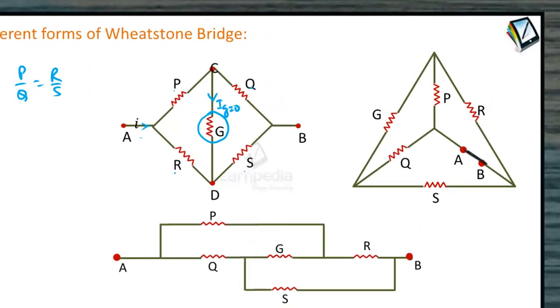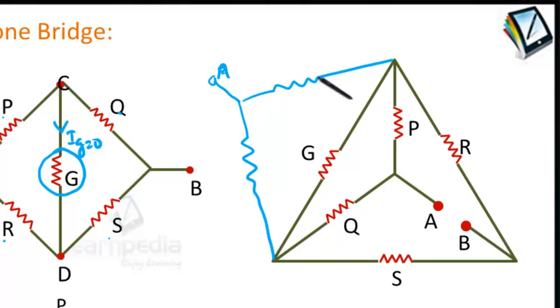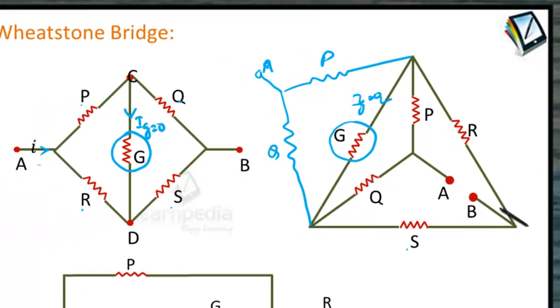Now if this network is seen, pull this arm A over here. When you pull this arm A over here, this resistance looks like this. This resistance looks like this. Now see, this resistance is P, this resistance is Q, and these resistances are R and S. So when P and R and Q and S are balanced, there won't be any current flowing through this arm. This Ig will be equal to 0. It converts into a Wheatstone bridge.